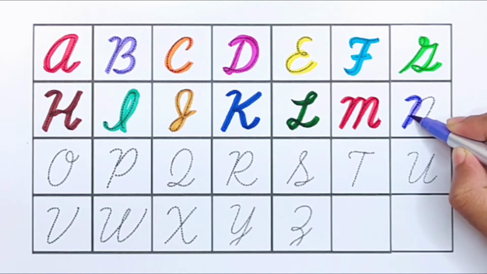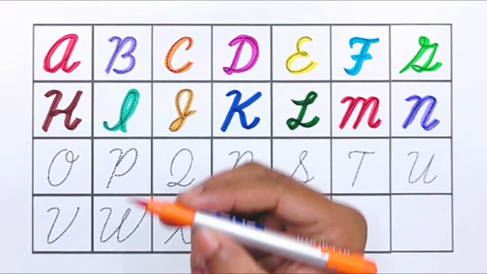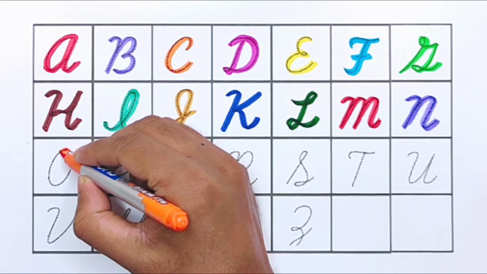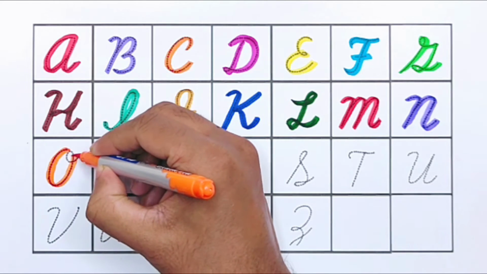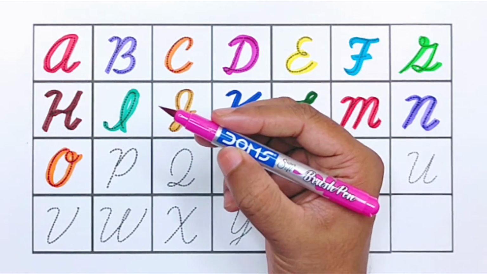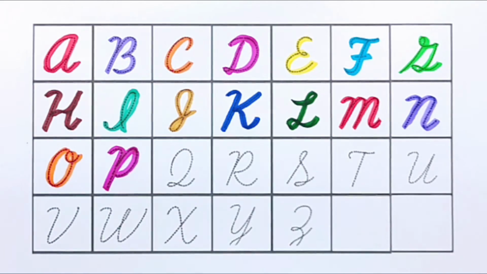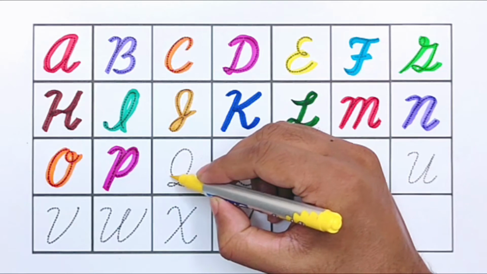N for nose, orange color. O for ox, pink color. P for parrot, yellow color.